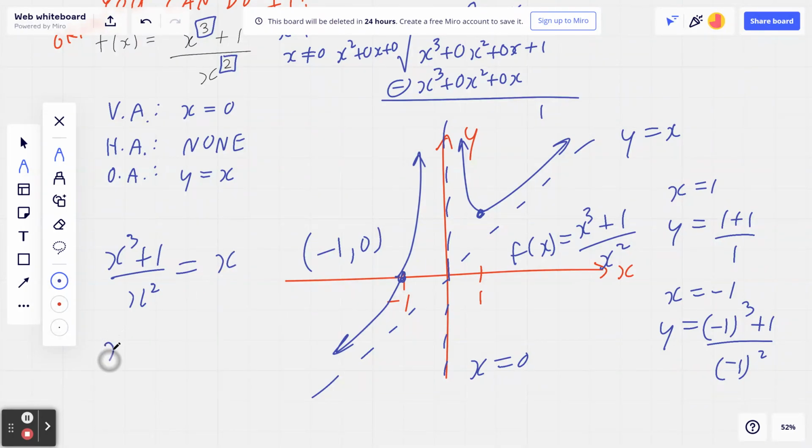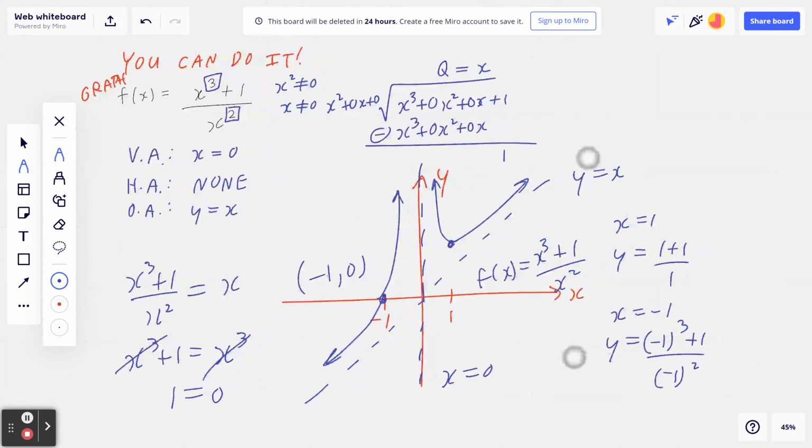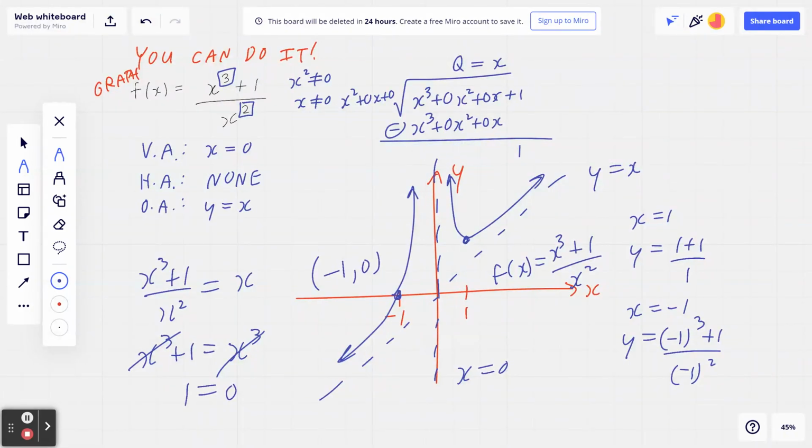And if you cross multiply, x cubed plus 1 equals x cubed, you cross that out, 1 becomes 0, which is not possible. So this means the function cannot cross the oblique asymptote. And this is how you roughly sketch f of x equal to x cubed plus 1 all over x squared.